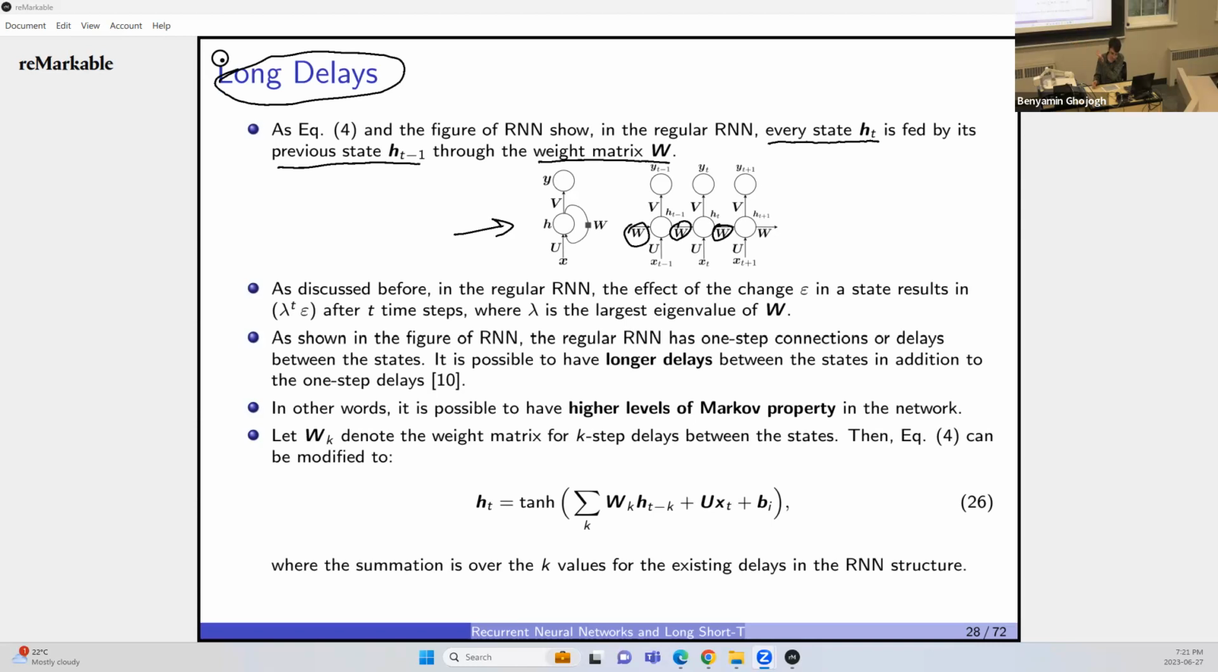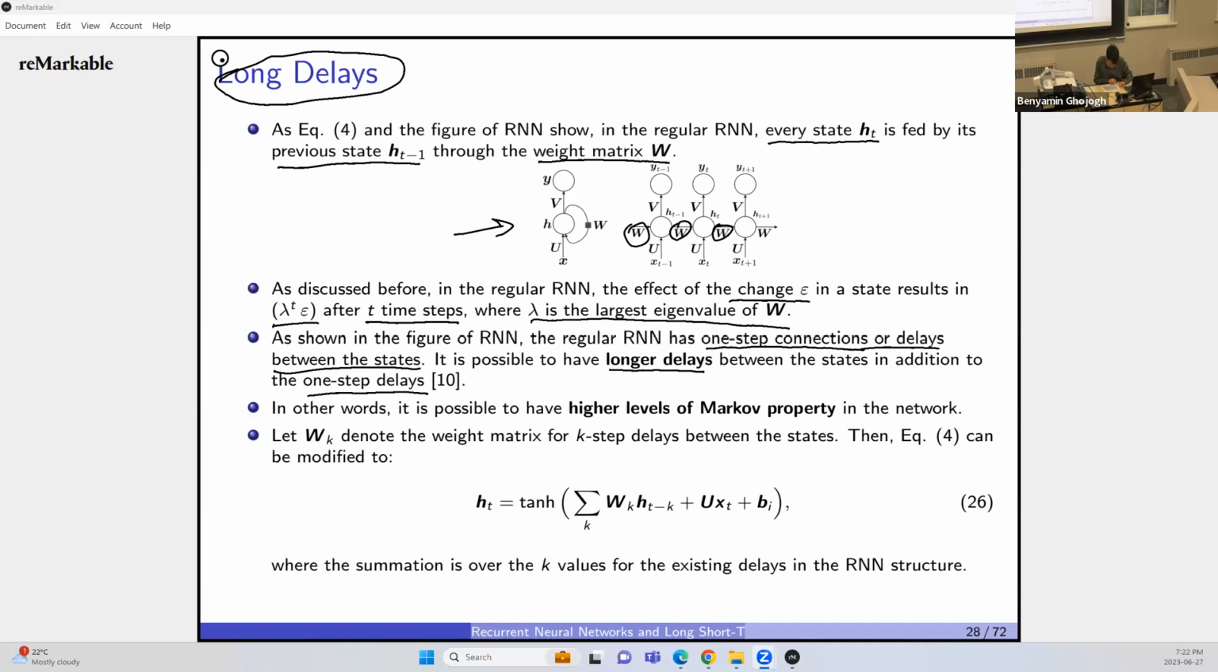As discussed before, in the regular RNN, the effect of the change epsilon in the state results in lambda to the power of T epsilon after T time steps, where lambda is the largest eigenvalue of W. We already talked about it, right? Then the regular RNN has one-step connections or delays between the states, right? As you see, these are one state. It is possible to have longer delays between the states in addition to one-step delays.